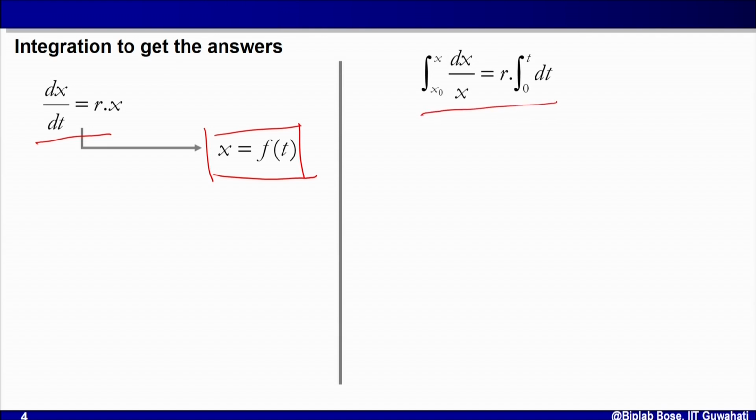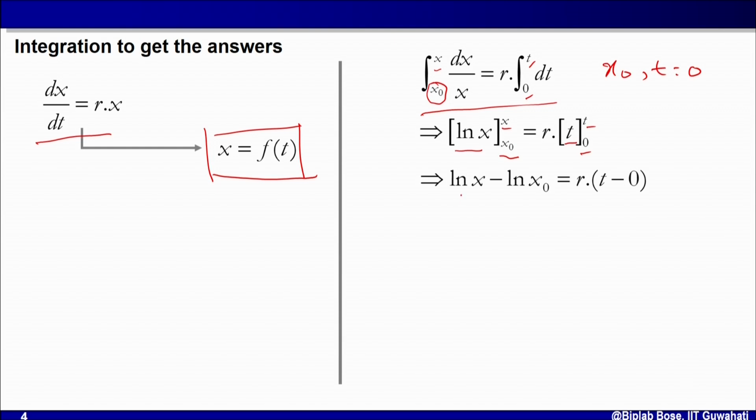I have separated them. So I have to integrate dx by x from x naught to x, and I have to integrate time from 0 to t. So x naught is the population at t equal to 0. x naught is the population when time is equal to 0. So using the simple formula of integration, dx by x gives me ln x, whereas integration of dt gives me t. I am integrating from x naught to x and t from 0 to t. So if I simplify, I get ln x minus ln x naught is equal to r into t minus 0, that is equivalent to t.